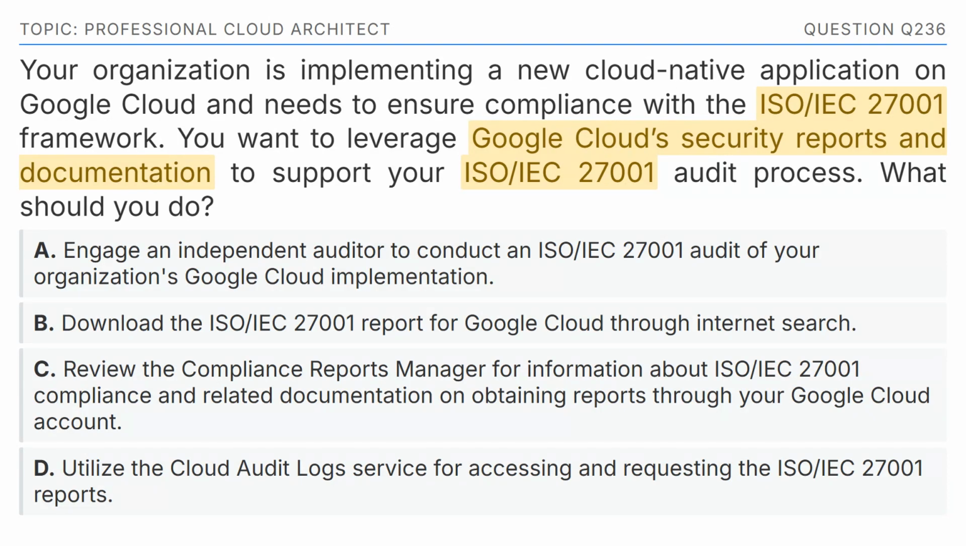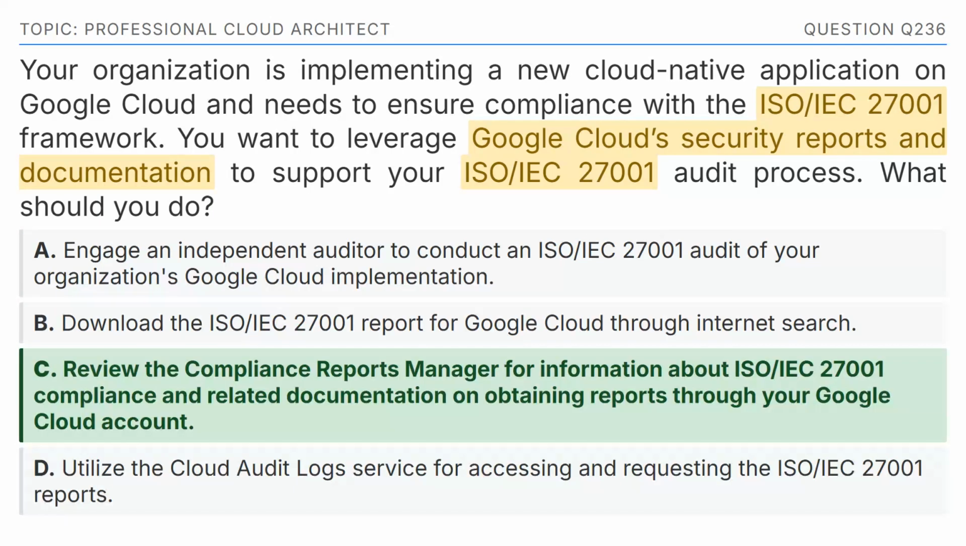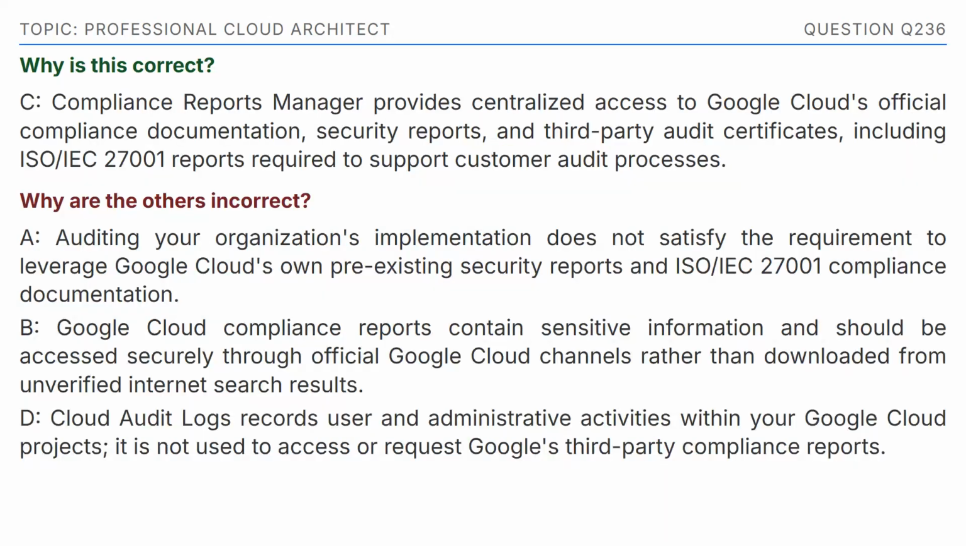To arrive at the correct answer, we focus on the keywords ISO/IEC 27001, Google Cloud Security Reports and Documentation. The correct answer is option C, review the Compliance Reports Manager for information about ISO/IEC 27001 compliance and related documentation on obtaining reports through your Google Cloud account. Why is this correct? C. Compliance Reports Manager provides centralized access to Google Cloud's official compliance documentation, security reports, and third-party audit certificates, including ISO/IEC 27001 reports required to support customer audit processes.